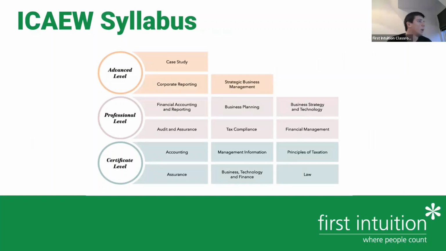And the way the qualification works with the ICAW, as you can see, is that there are 3 levels. You've got the certificate level, the professional level, and the advanced level. And as the previous slide said, you can gain up to 5 exemptions having completed the AAT qualification. This does depend upon the units that you decided to take with the AAT.